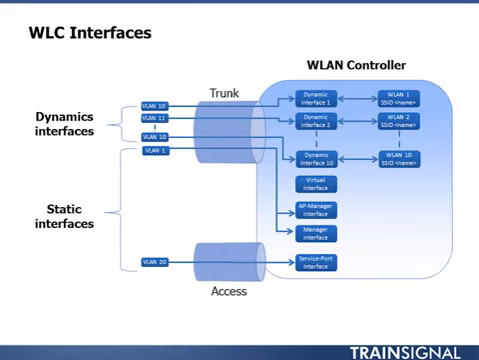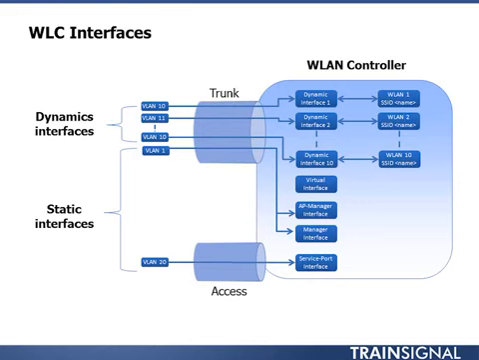So let's take a look at the interfaces on the wireless LAN controller. We've talked about how the switch must be set up as a trunk, and here we're showing that trunk connection coming into the wireless LAN controller. Think of these interfaces as being logical interfaces. In our lab, we're going to take these interfaces and map them to physical port 1.